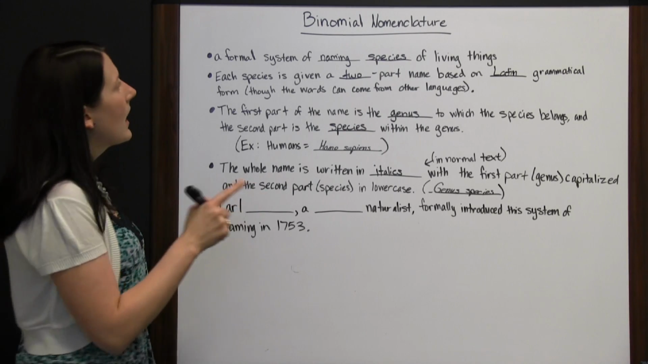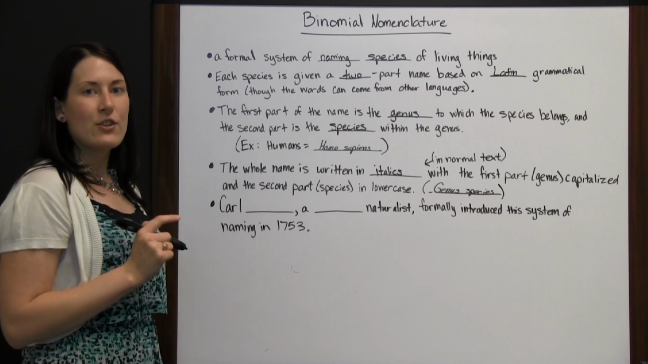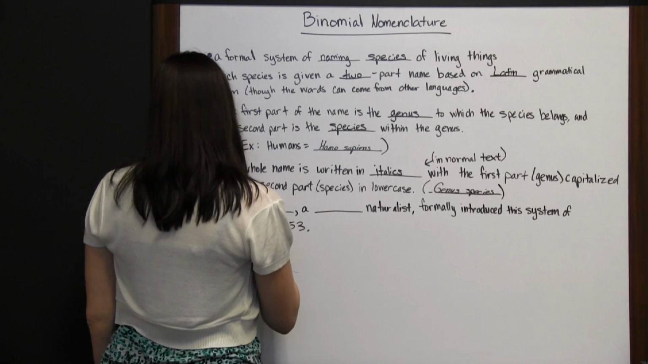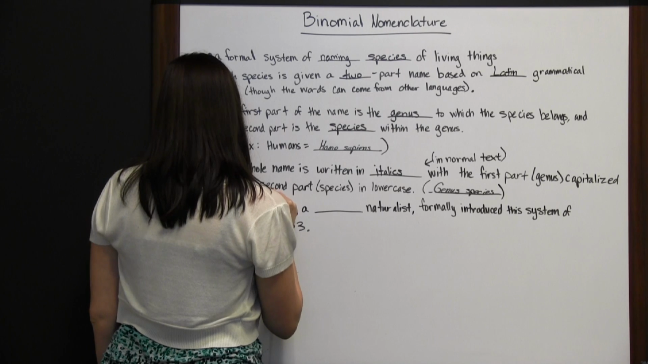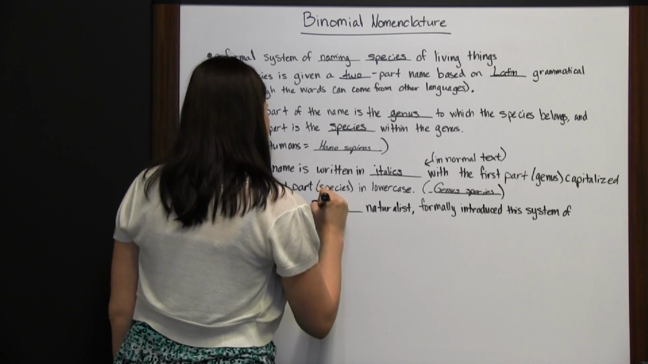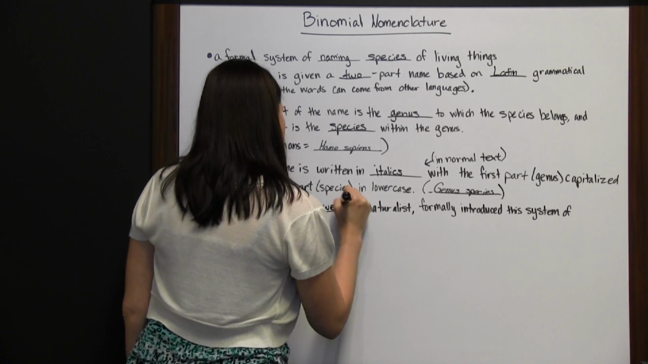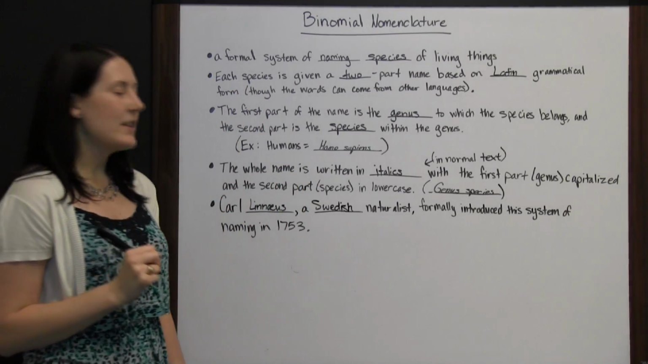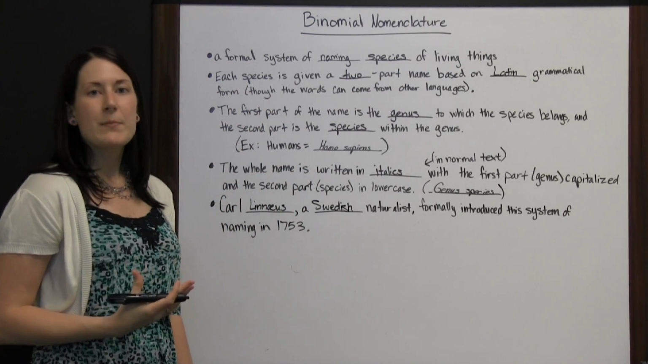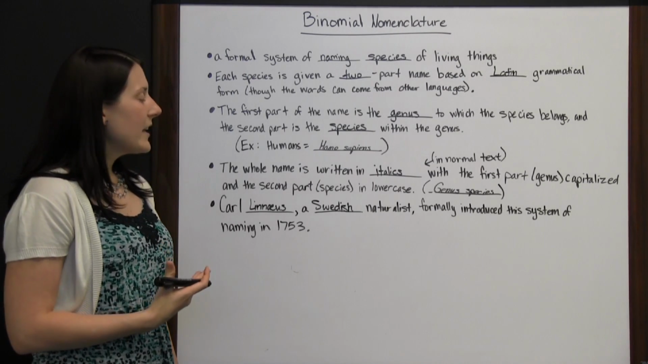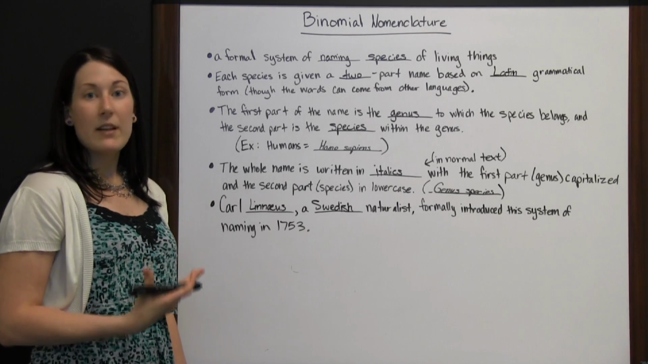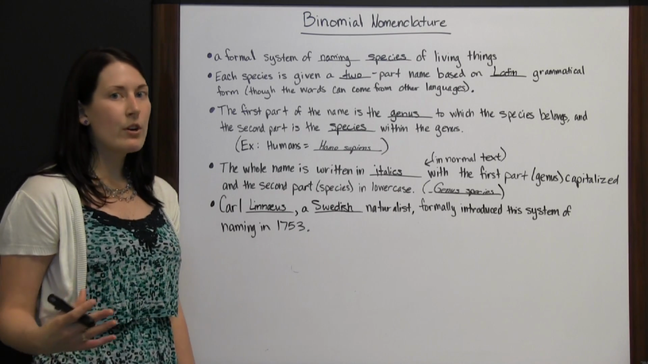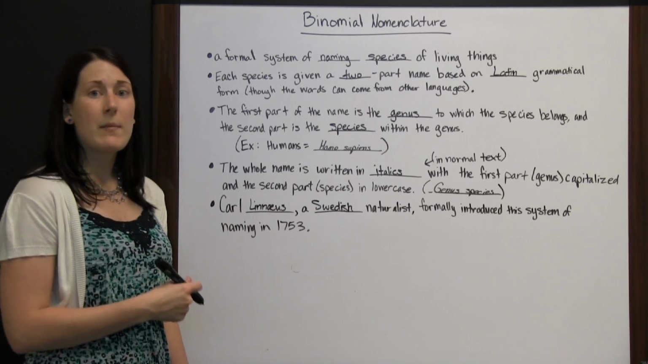And this binomial nomenclature, this two-part naming system, was thought up by Carl Linnaeus, who was a Swedish naturalist, and he formally introduced this system in 1753, and it picked up and it's been around ever since. Think about how many different animals and plants there are. It would be really hard to keep track of all of them throughout the whole world if there wasn't some kind of formal naming system.